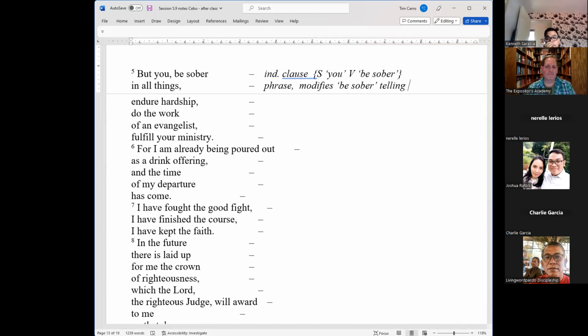In everything. So is it telling us how to be sober, or maybe where? I think it's more of how they respond. Yeah, maybe how, or where perhaps. Okay, how or where. And then "endure hardship."